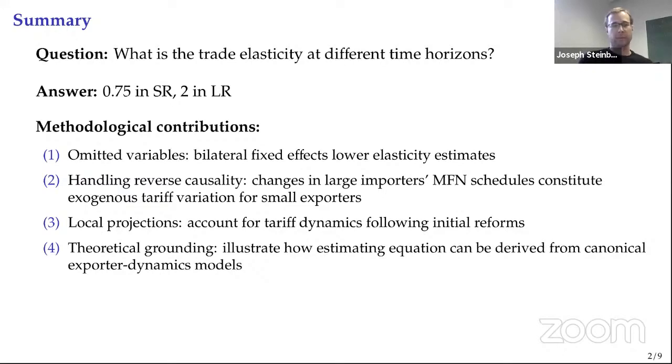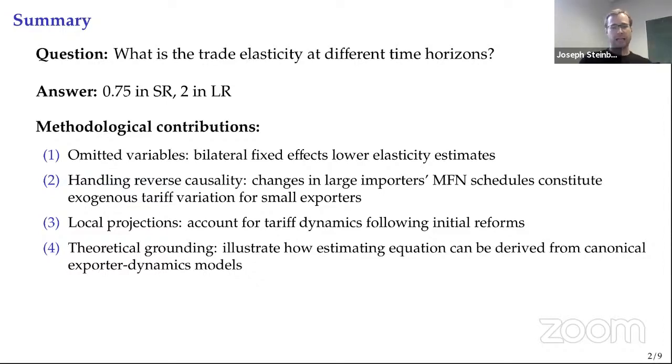So the basic question of the paper, I think, is really straightforward, and it's self-evidently important, as Nitya said. It's basically just, what is the trade elasticity at different time horizons? The answer, to make a long story very short, less than 1 in the short run, about 3/4, roughly 2 in the long run. Along the way towards getting to these numbers, the paper makes a number of pretty important methodological contributions. So number 1, as Nitya said, omitted variables. Once you include bilateral fixed effects, as well as the traditional multilateral fixed effects, that lowers trade elasticity estimates substantially.